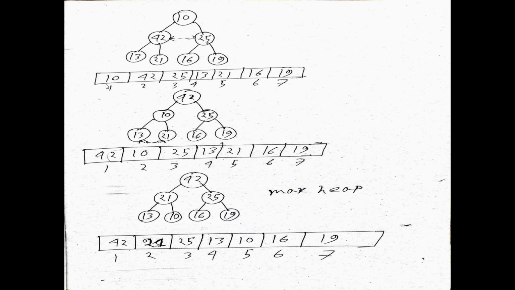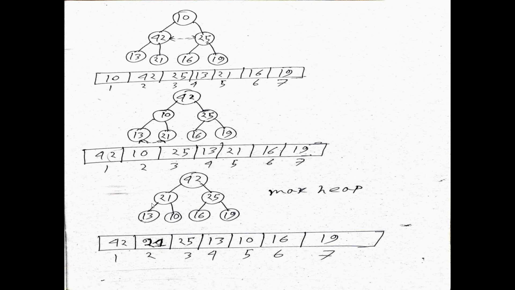Now again check, is this a max heap? 42 is greater than 10 and 25, okay, but here 10 is smaller than all its children. No, it is not a max heap. Again we do the same deletion property. What does the rule say? Compare the two children and pick the greater child. Comparing 13 and 21, 21 is greater. Swap with the greater child. 21 goes here, 10 goes there. Yes, this is our final max heap.